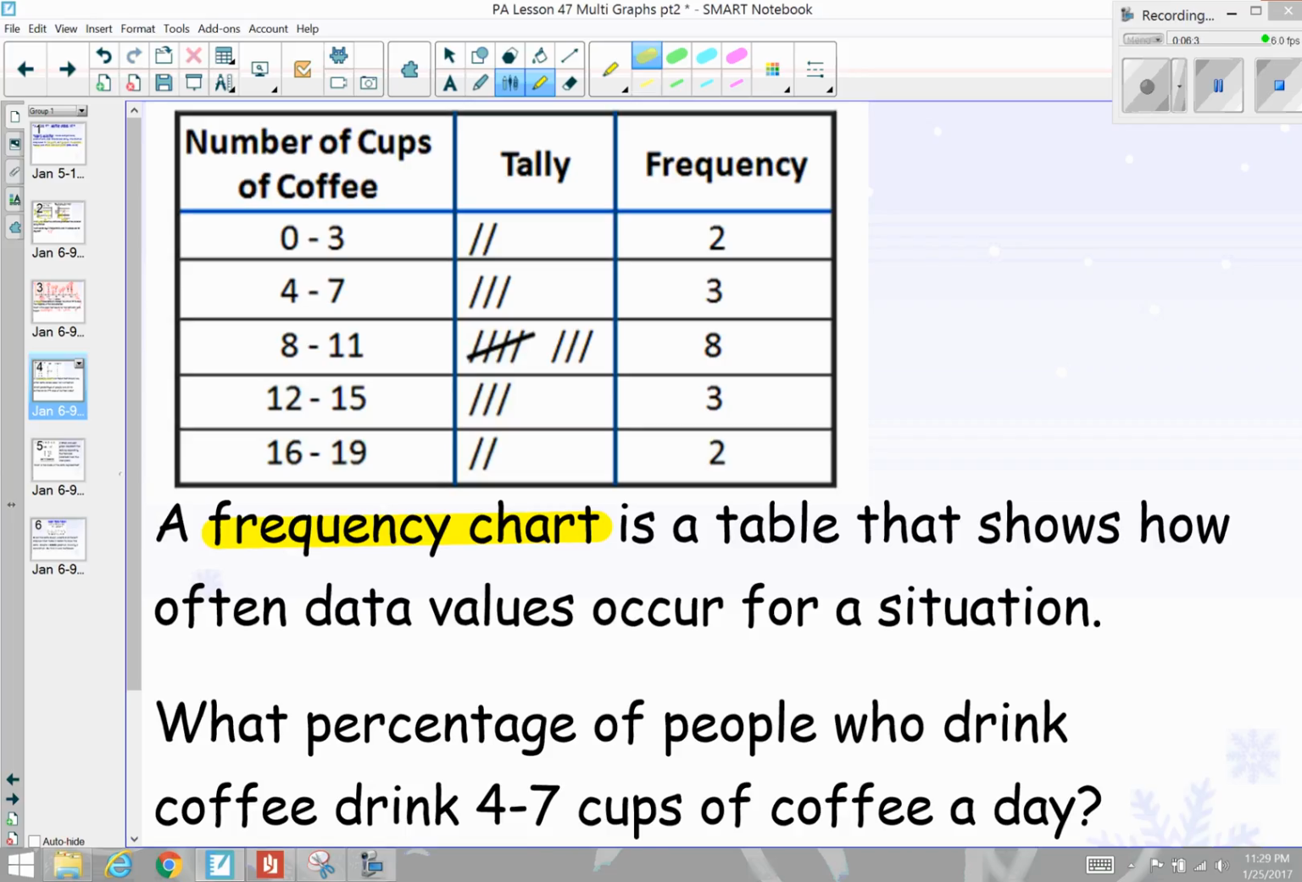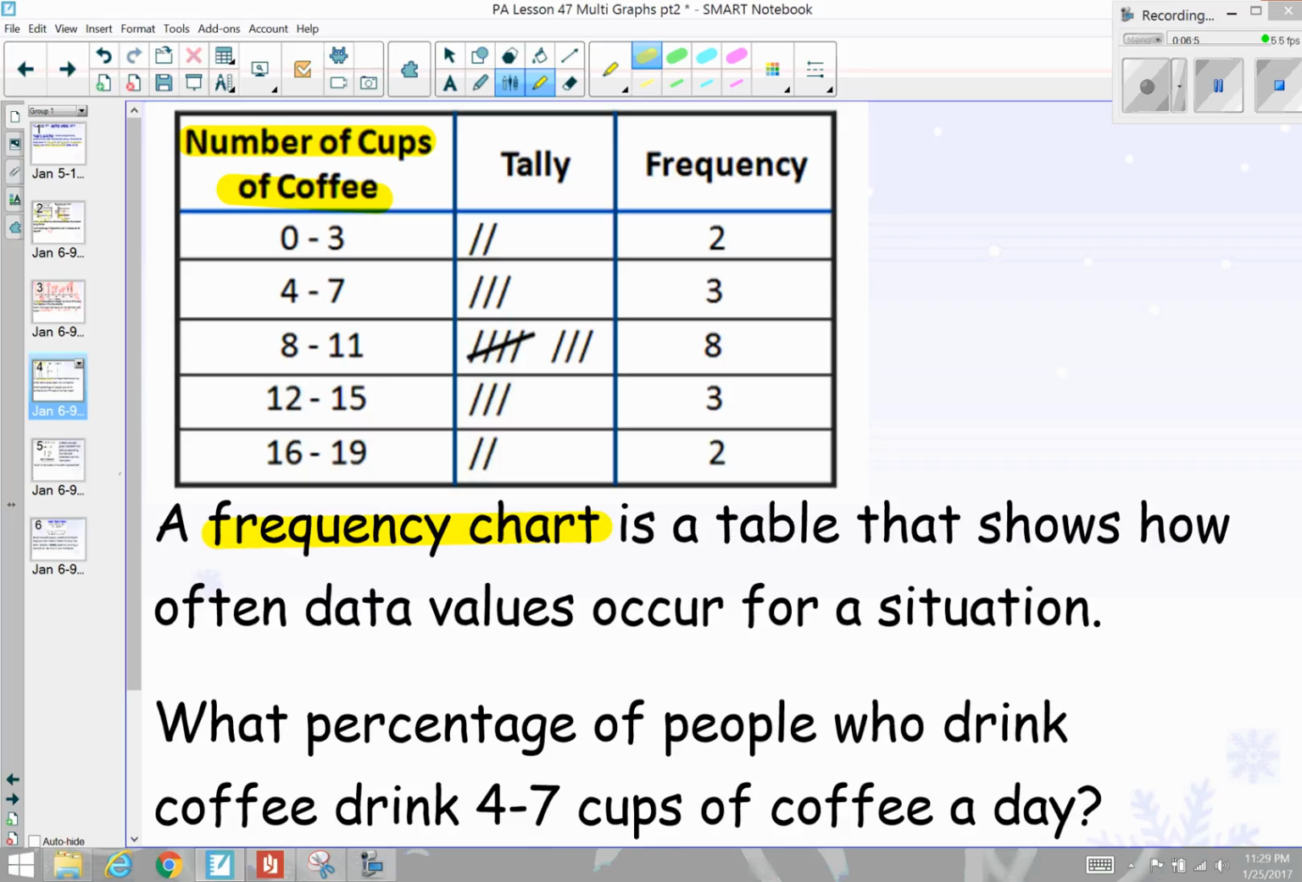for a given situation. So in this case, we are recognizing that we're looking for the number of cups of coffee, probably how many cups of coffee people drink in a day or on the weekend. I'm not sure because our numbers are getting pretty high. Okay, so that's what they were collecting.